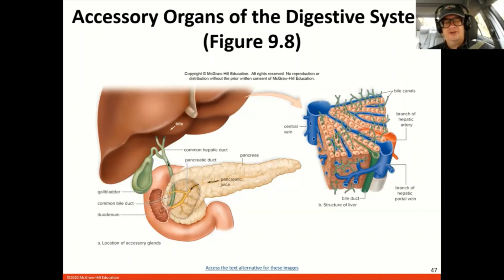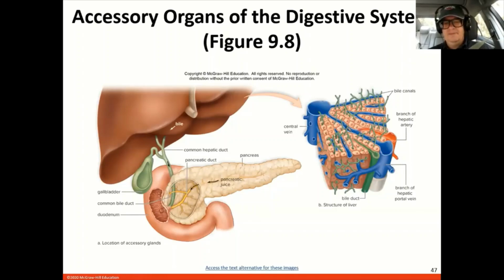Here's a good way to say it. The bile salts will physically break the fats into small droplets, which allows the lipase to do chemical breakdown of these small droplets.